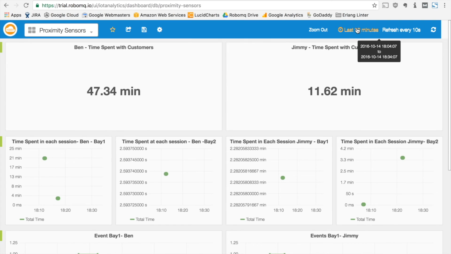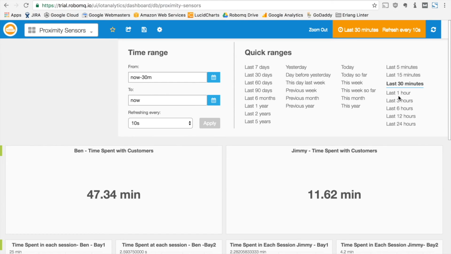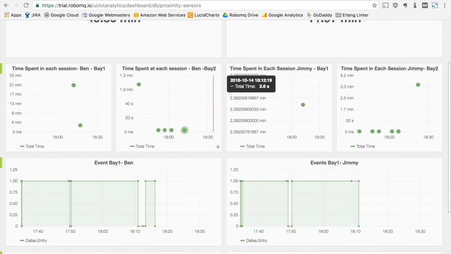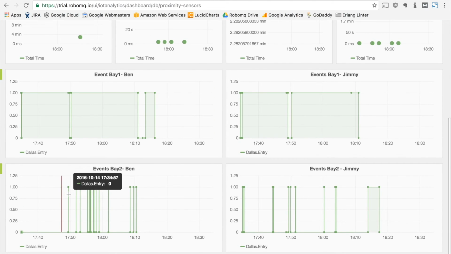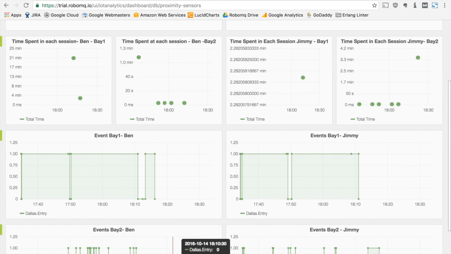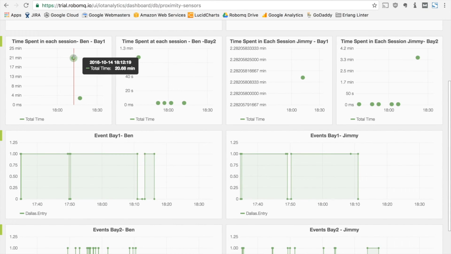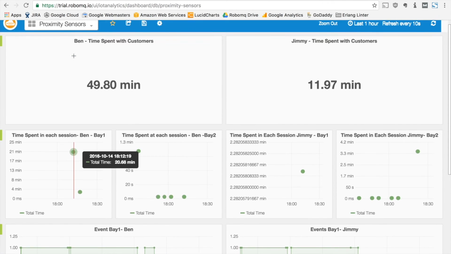And it doesn't just stop there. You can actually have time spent for each session in bay 1 and bay 2. So let's say that Ben entered table 1 or bay 1 at a specific time and left at a specific time. You would be able to map that event in an aggregate of 20 minutes or 4 minutes.